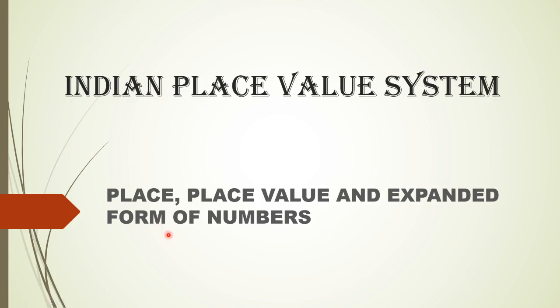These 3 points are very important in the Indian place value system. So let's start with the first point, place. Look at this number, write the number name of the number given here. 8 is at 1's position, 2 at 10's position, 4 at 100 position, then 6 at 1000, 5 at 10,000 position. So we have to write 56,428.